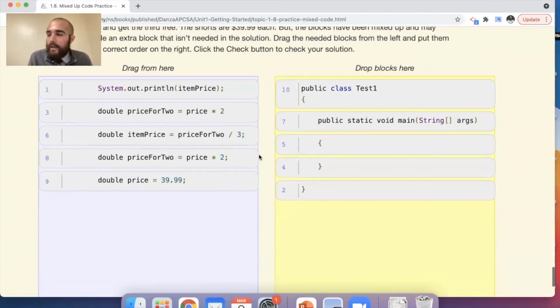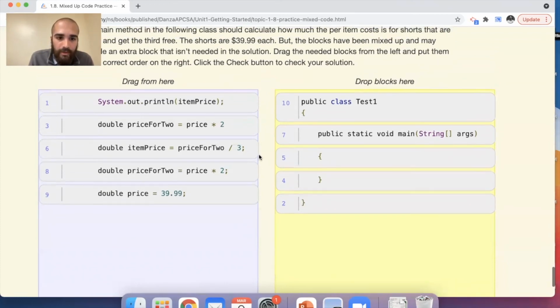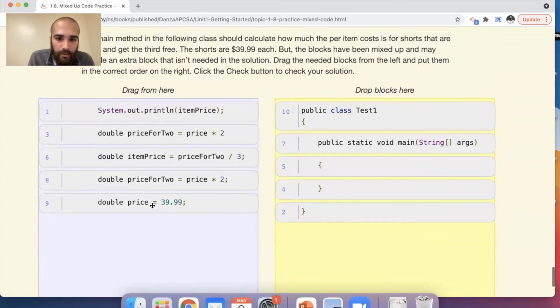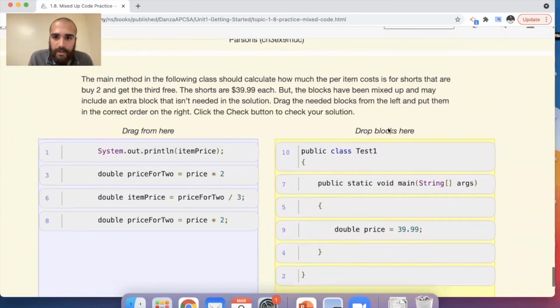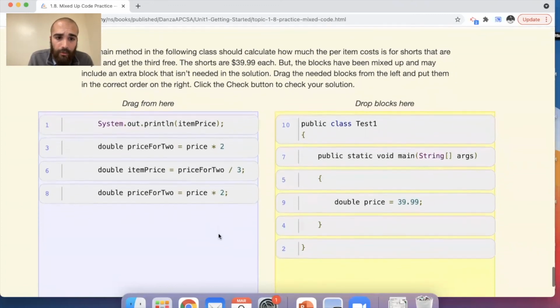And typically when you're writing code, the reason why I'm doing this now is because that's where you would start. If you put your curly braces in at the very end, then you might forget them. Sometimes it's good just to start like this and then put things in there. All right. So the first thing I want to do is list my price. My price is $39.99. And it says, calculate the per item cost for shorts that are buy 2 and get the 3rd free.